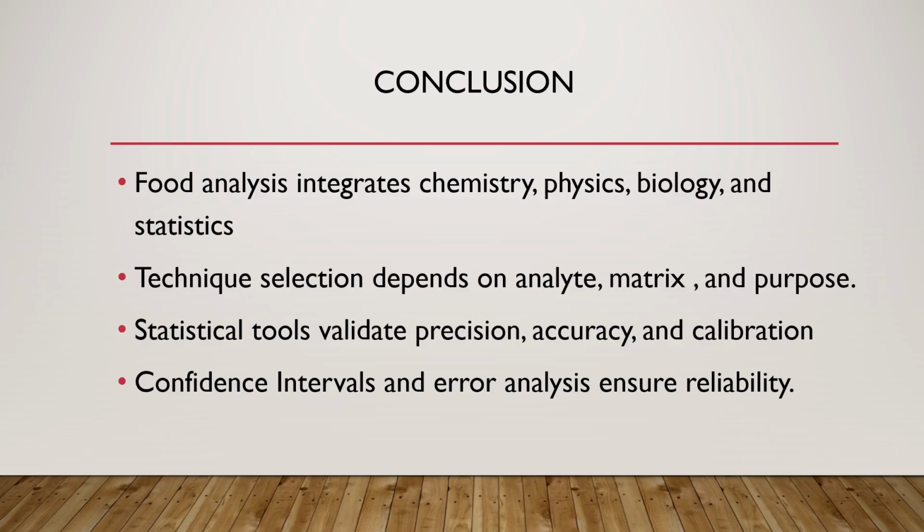Conclusion. To wrap up, food analysis is a multidisciplinary science that combines analytical techniques with statistical validation. Choosing the right method depends on the compound, food matrix, and the goal of analysis. Uncertainty, accuracy, and calibration are key to ensuring results are both meaningful and reproducible. Confidence intervals and error analysis give us the tools to interpret and trust our data.